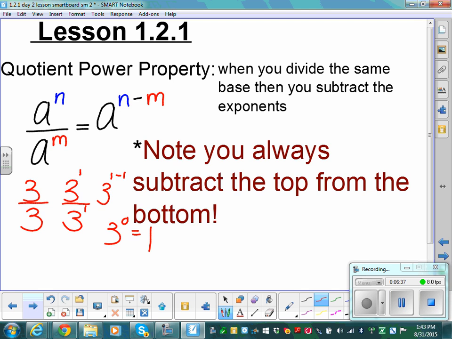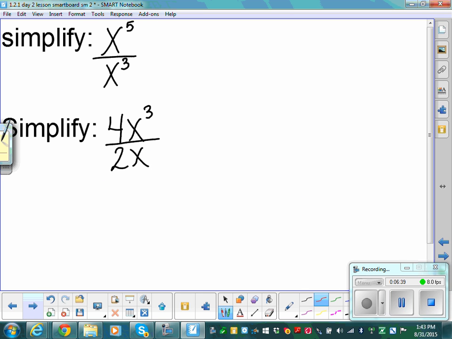Okay. Let's do our first example. Starting out very basic here, guys. X to the 5th divided by x to the 3rd. When you divide the same base, you will subtract the exponents. Always subtracting the top from the bottom. So looking at this, we'll simplify it. It's going to be x to the 5 minus 3, the top minus the bottom, which is x squared. X to the 2nd power, x squared. Very good. Questions on how I did that?